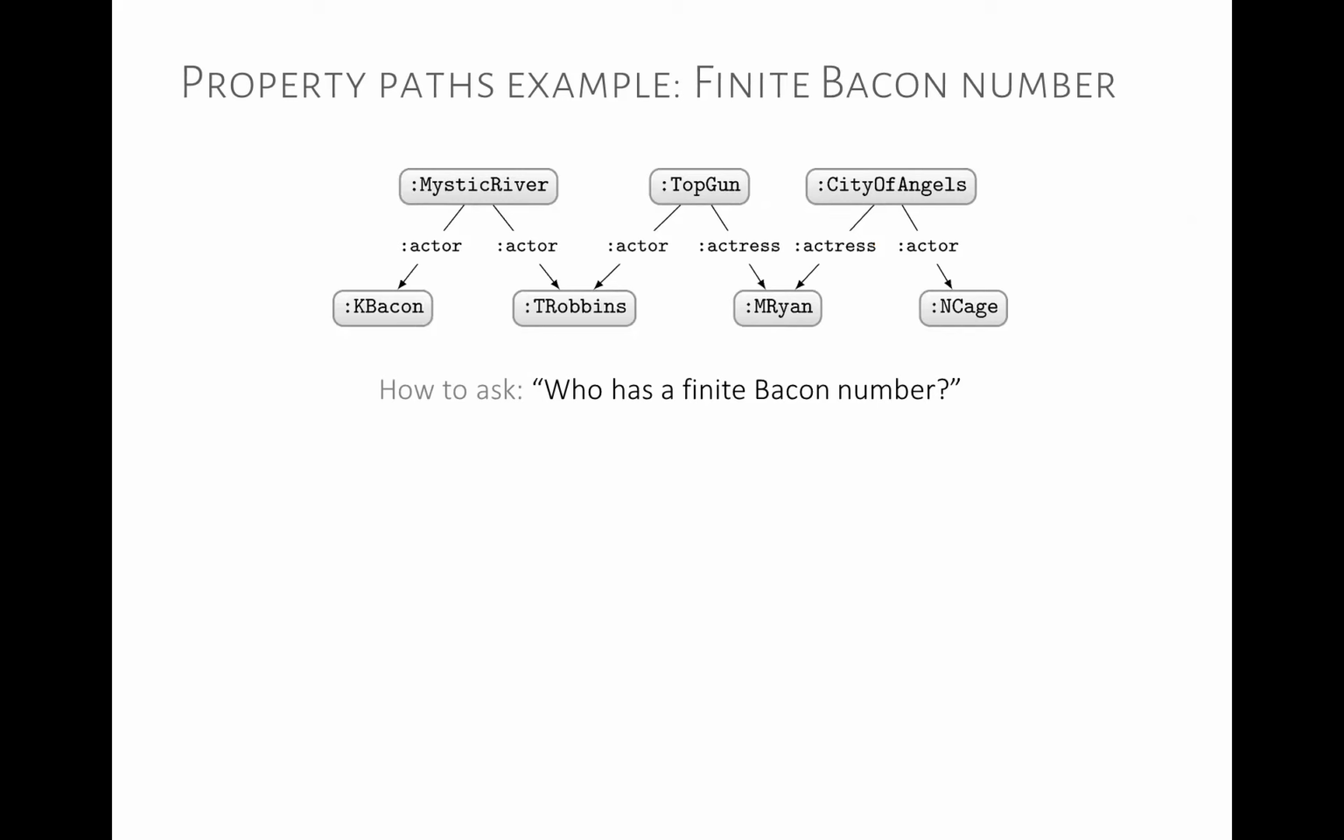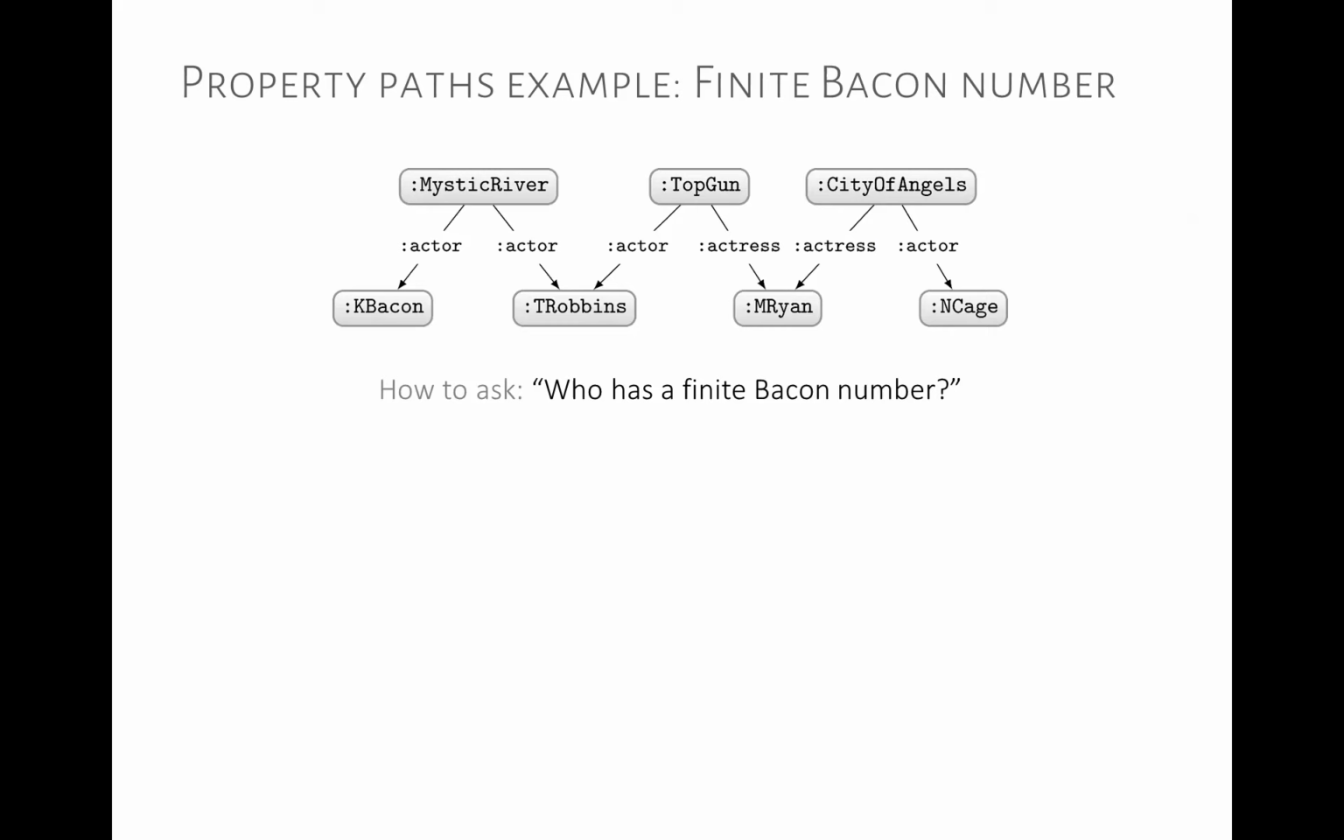The people who have a finite Bacon number. So have you heard of the Kevin Bacon number before? No? Kevin Bacon is an actor who has acted in a lot of movies with a lot of people. So there's this thing called the Kevin Bacon number, where if you're Kevin Bacon, your number is 0. If you acted directly with Kevin Bacon in the same movie, your number is 1. If you've acted with somebody who has acted with Kevin Bacon and you don't have a Bacon number of 1, your Bacon number is 2, and so on.